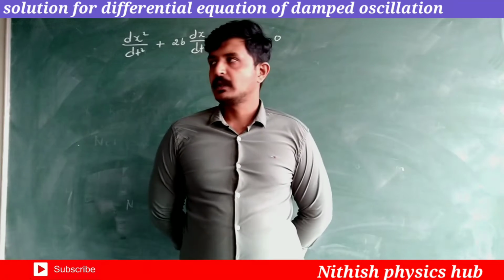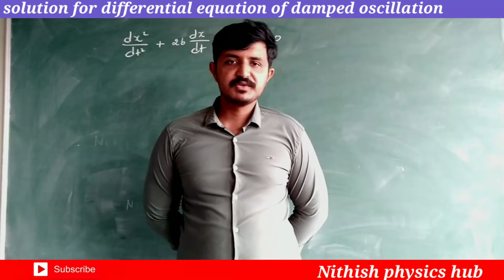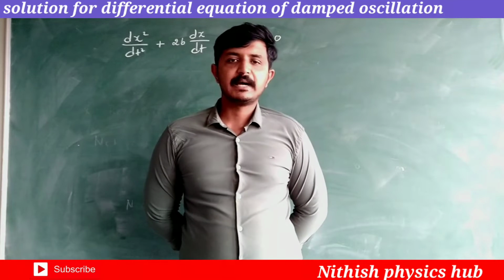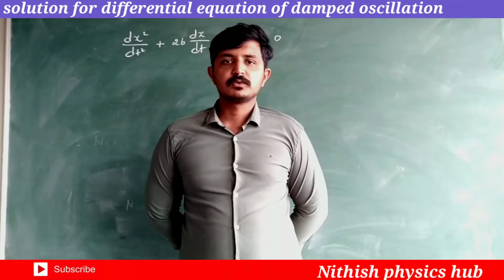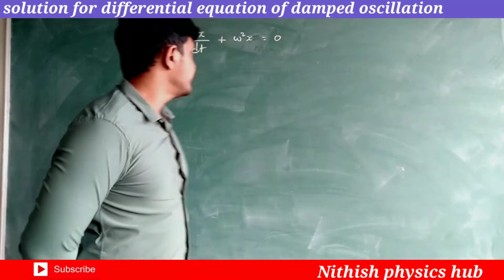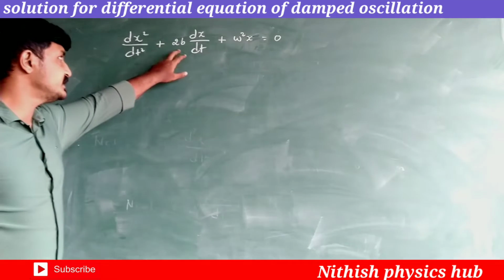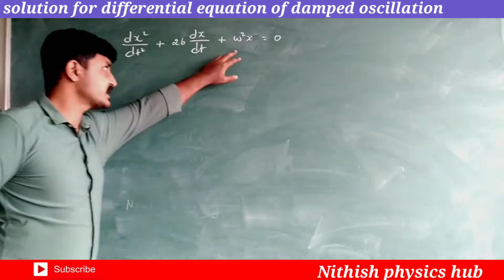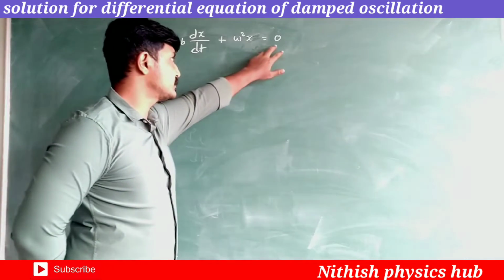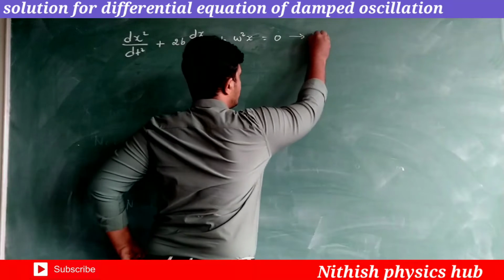In this video we are going to be discussing the solution for the differential equation of the damped oscillation. The differential equation of damped oscillation is d square x by dt square plus 2b dx by dt plus omega square into x is equal to 0. Take it as equation number 1.